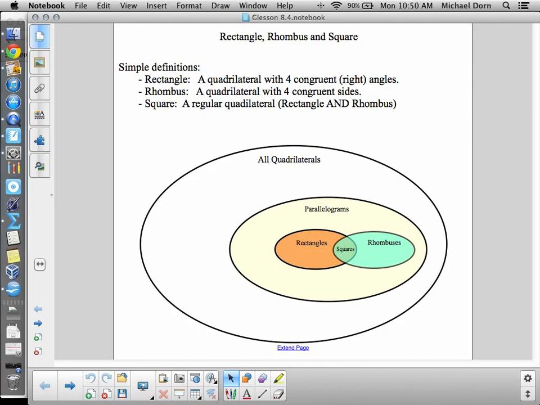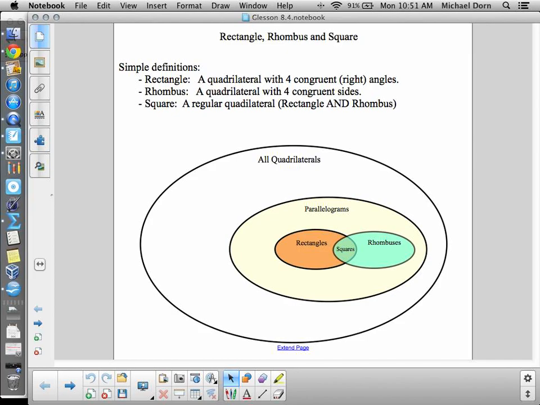So if something is a square, it's also a rectangle, but if something's a rectangle it doesn't necessarily mean it's a square. Same with rhombuses. So rectangles, rhombuses, and squares have all the properties of parallelograms because they are parallelograms, but they're going to get special properties as well.